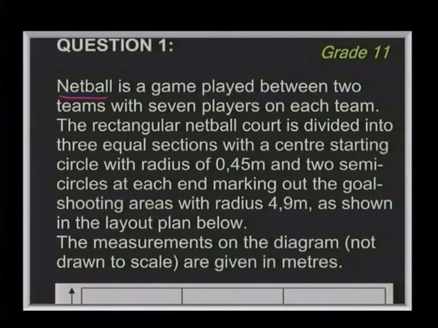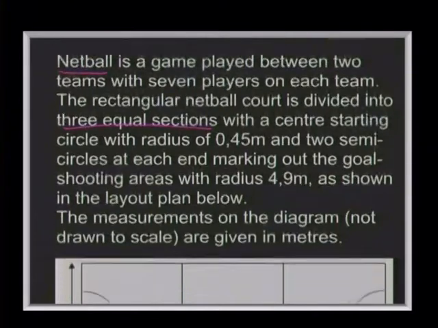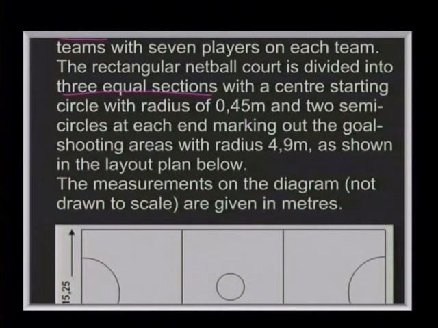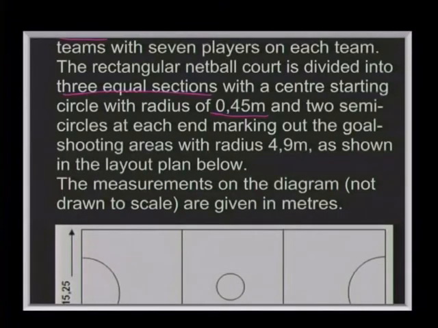It's a game played between 2 teams with 7 players on each team. It's kind of easing you into the question and what netball is. The rectangular netball court is divided into 3 equal sections. Pretty sure that's going to be important, so I'm underlining it. With a center starting circle with a radius of 0,45 meters. As soon as the numbers come, ding ding, bells should be going off. That is important. So I'm going to underline that. And what was that? 0,45 meters is my radius of my center circle. And 2 semicircles at each end marking out the goal shooting area with a radius of 4,9 meters. Again, ding ding numbers, 4,9 meters.